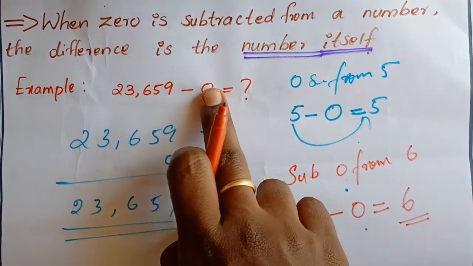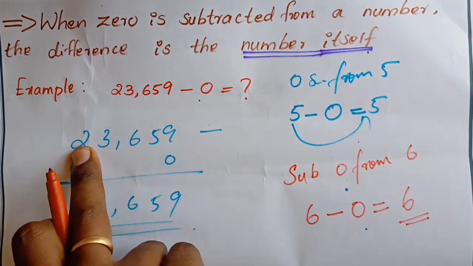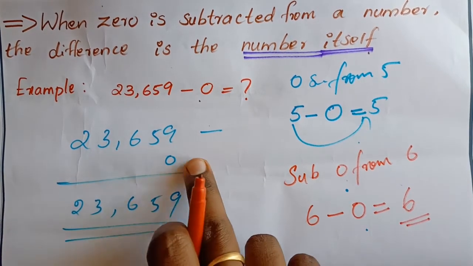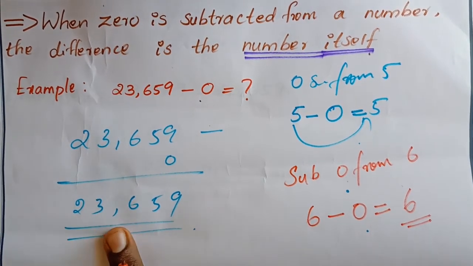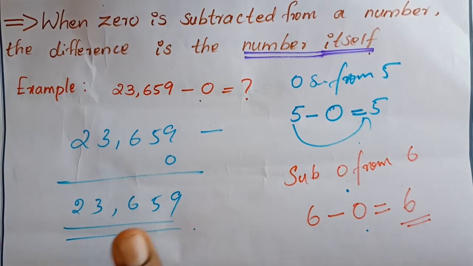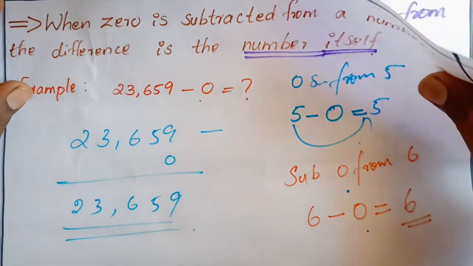23,659 minus 0 gives what, ma? 23,659. Same number. Okay, move on to the next property.